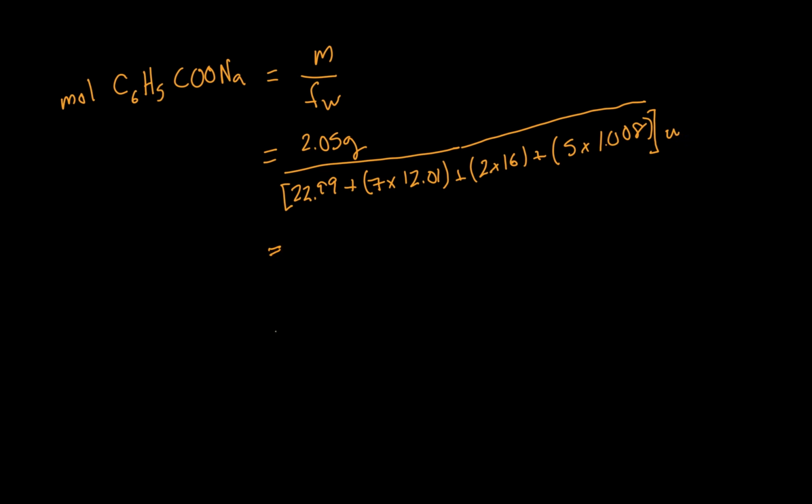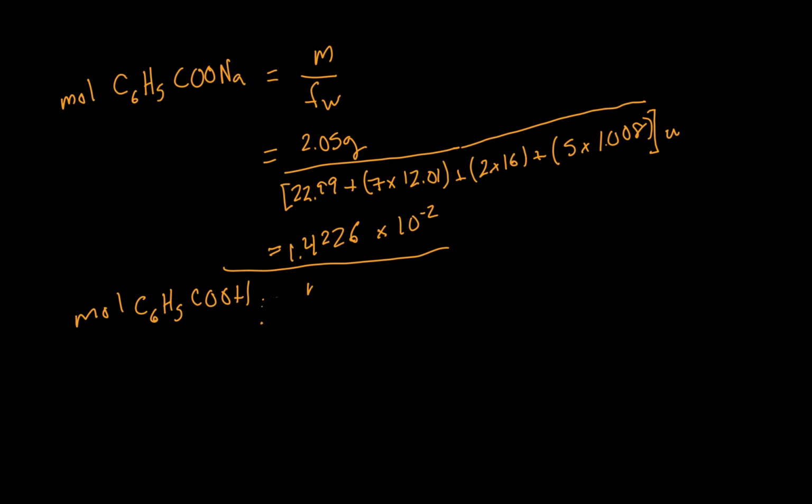Okay, that gives us a total of 1.4226 times 10 to the negative 2 moles. Okay, there's that one done. Okay, and then let's also get the moles of benzoic acid, and that is nearly the same. C6H5COOH instead of the Na. All right, I'm just going to draw a line there. We're going to get this exactly the same way.